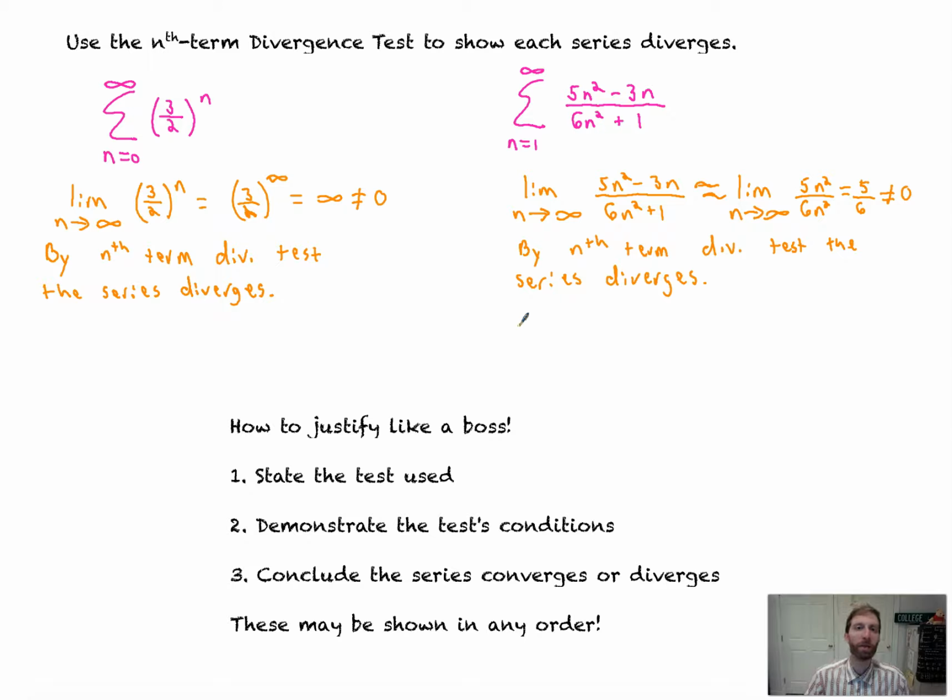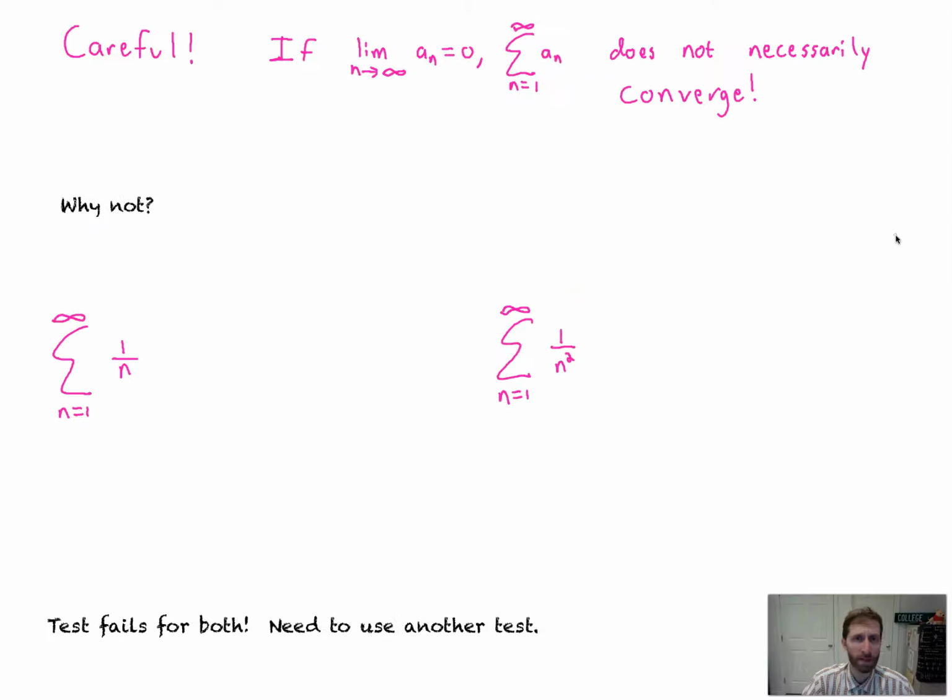You need to get close to the camera on that one. It only shows divergence. If we get the limit equal to 0, the series could diverge or it could converge. What that means is it's not the correct test for the job. That's what that means. And I'm going to go over that specifically here. So I say careful! If the limit as n goes to infinity of a sub n equals 0, then that series that we're testing the convergence or divergence of does not necessarily converge.